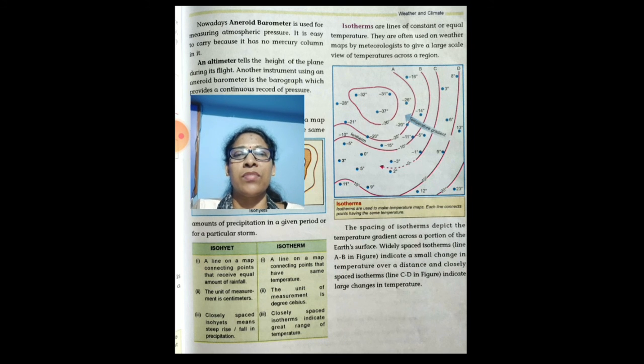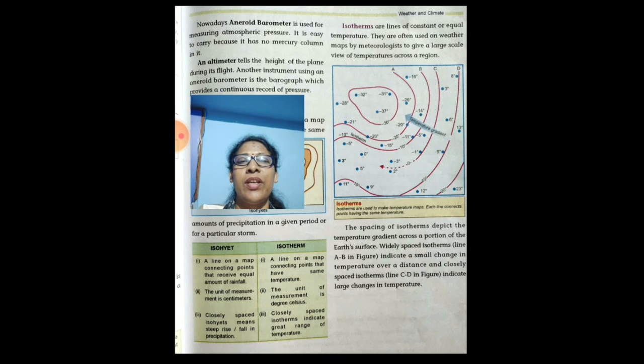Next are the isotherms. Isotherms are lines of constant or equal temperature. They are often used on weather maps by the meteorologist, as shown in the diagram below, to give a large scale view of the temperature across a region. The spacing of the isotherms depicts the temperature gradient across a portion of the Earth's surface. Here you can see that they have expressed the temperature gradient, the differences in the temperature. How do we measure that?